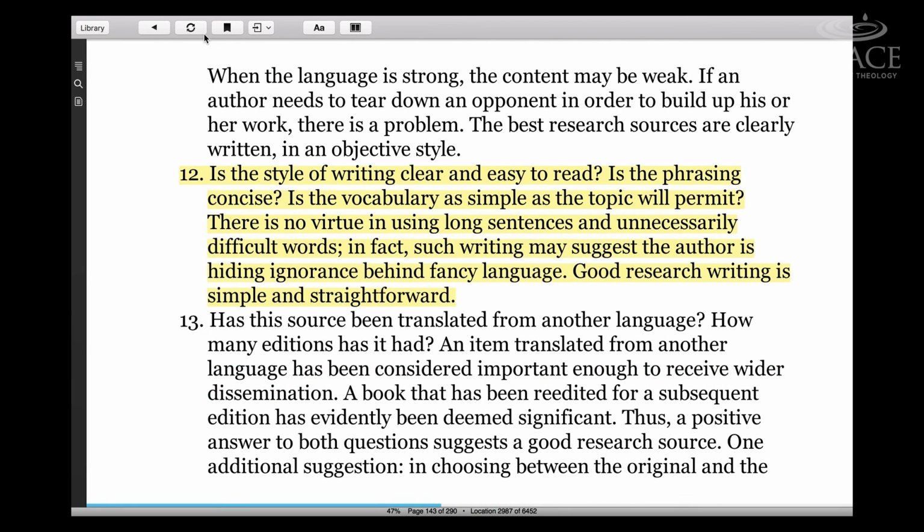Is the style of writing clear and easy to read? Is the phrasing concise? Is the vocabulary as simple as the topic will permit? So these are all clues about quality of the source that you're considering. Good research writing is simple and straightforward. If there's an abundance of long sentences and fancy language, that might indicate that the author is hiding behind that sort of language, and the source may not be as good as you might think.